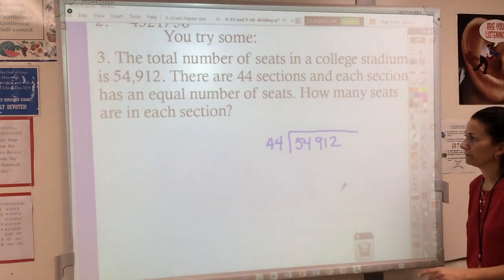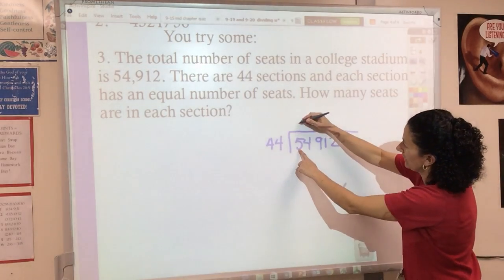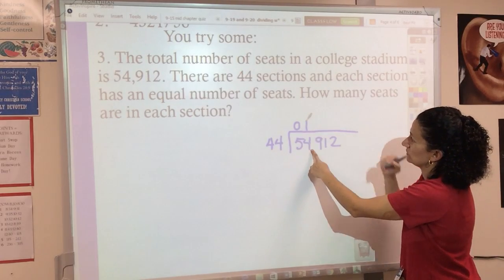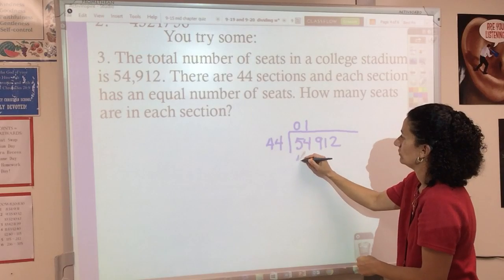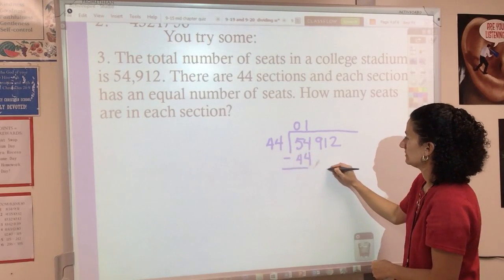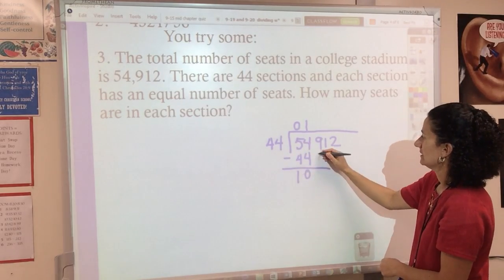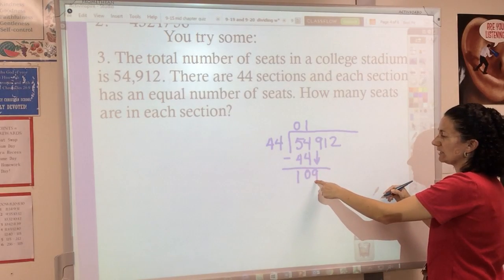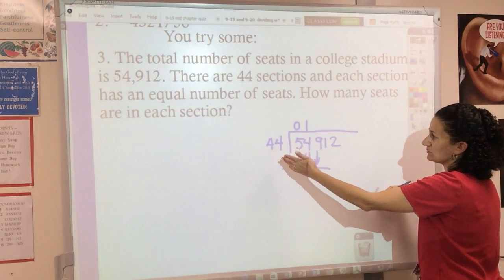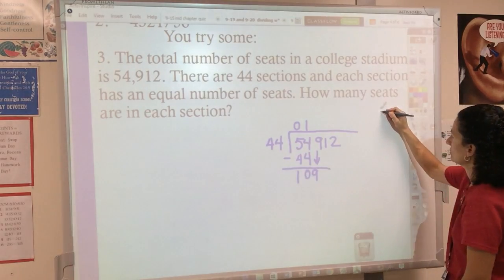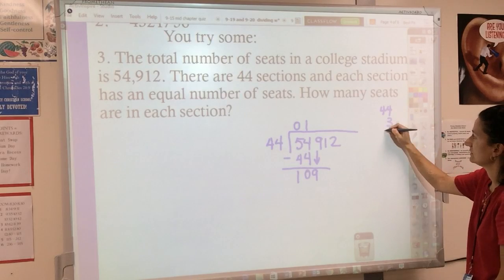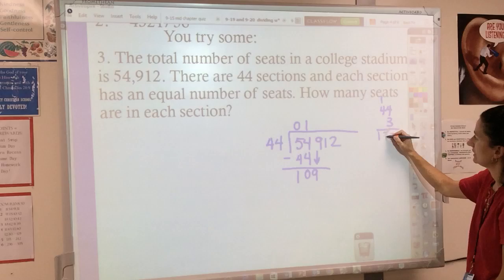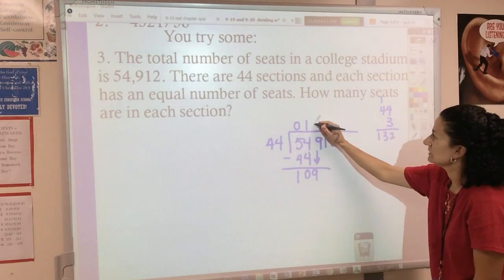54,912 by 44. All right, 44 doesn't go into 5. Let's put a placeholder. 44 goes into 54. I know it only goes in one time. 1 times 44 is 44. And when I subtract, I get 10. Bring down the 9. 44 into 109. Well, I know that 44 times 2 is 88. I could try 44 times 3 just to see. 4 times 3 is 12. 12 and 1 is 13. Too big. So it is only 2 times.